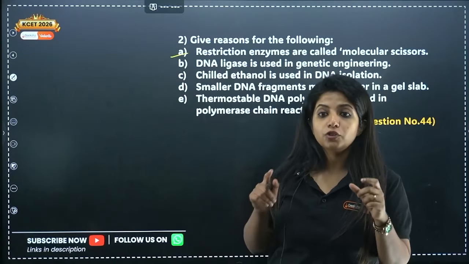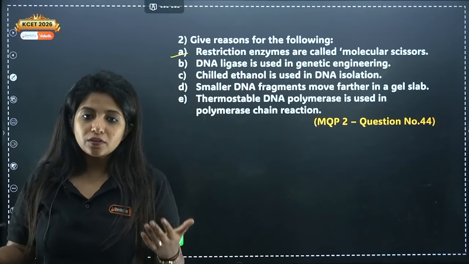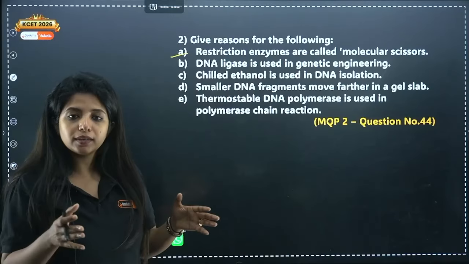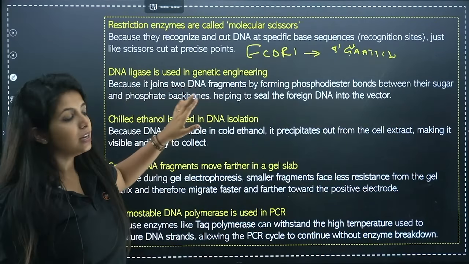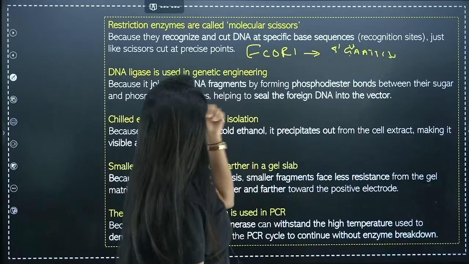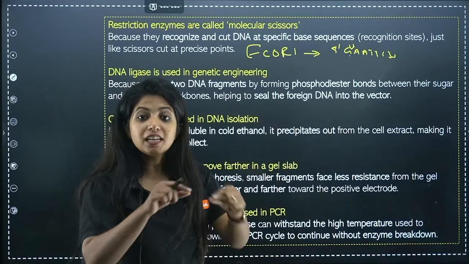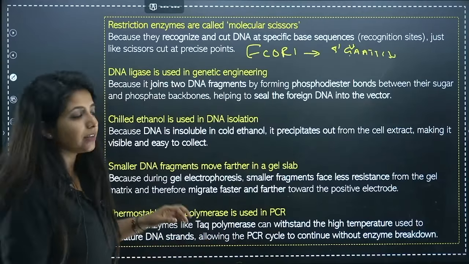Next, DNA ligase is used in genetic engineering. I told you, you need to make phosphodiester bonds. Whenever you make recombinant DNA, you need to join the nucleotides, making the new phosphodiester bond. For that, you need DNA ligase, because it joins the two DNA fragments by forming phosphodiester bonds between the sugar and phosphate backbones, helping to seal the foreign DNA into the vector which is going to carry it.